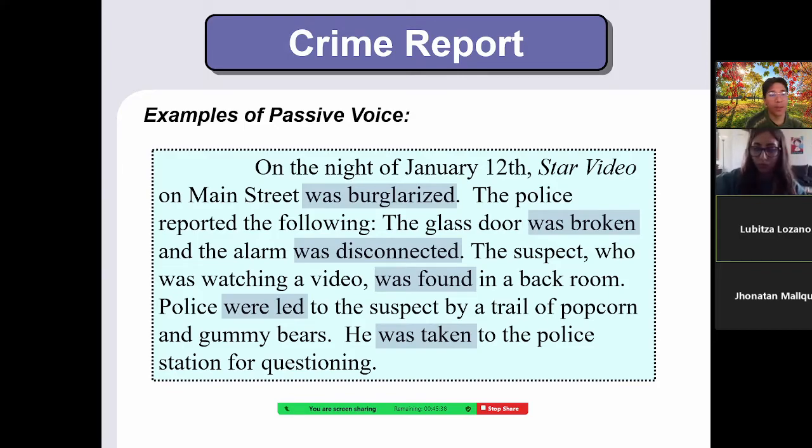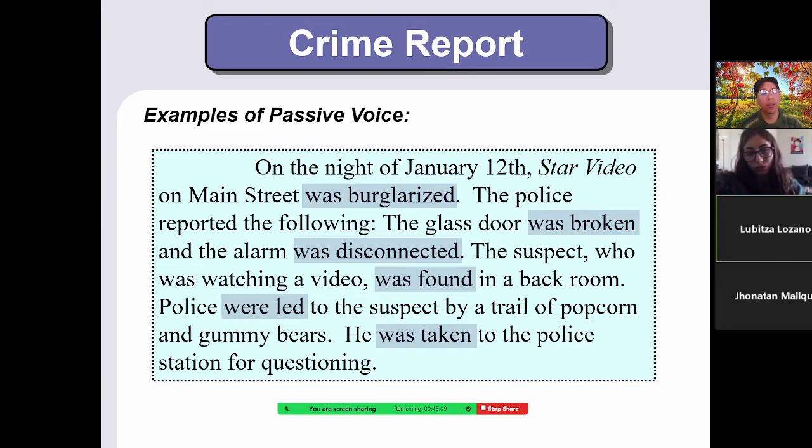Because we don't know who performed the action. When I say the glass door was broken, who broke the glass door? We don't know. So we can omit. You can say the glass door was broken and the alarm was disconnected by someone. By someone. But we don't know who performed the action. Okay, teacher. Yes.